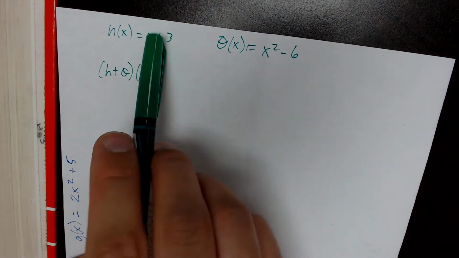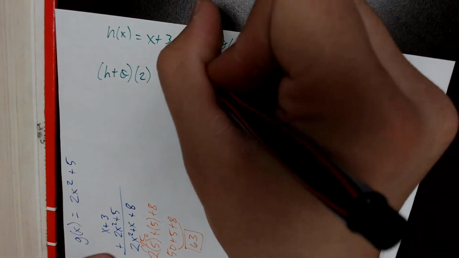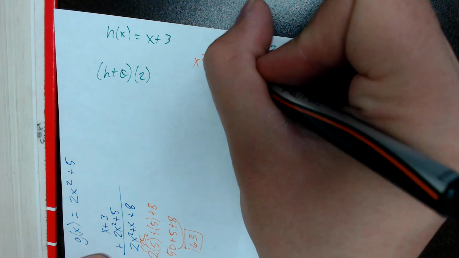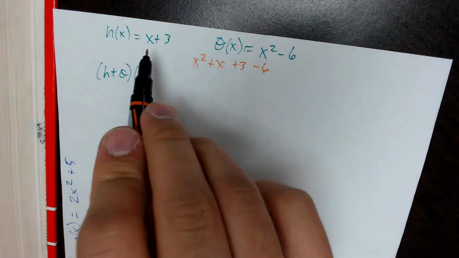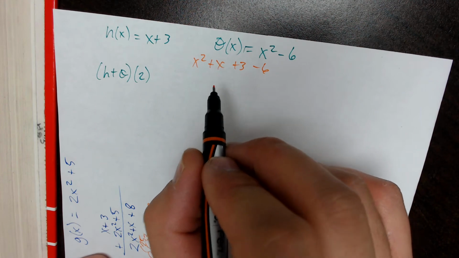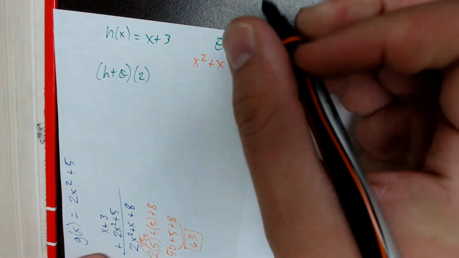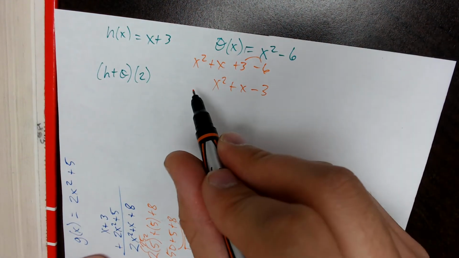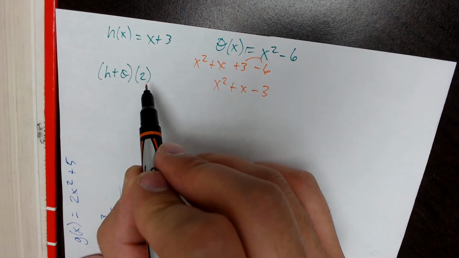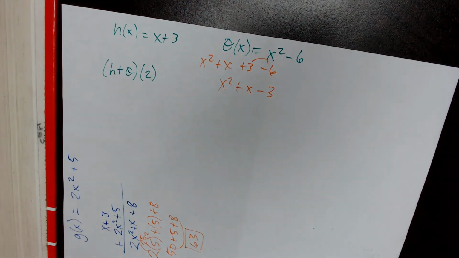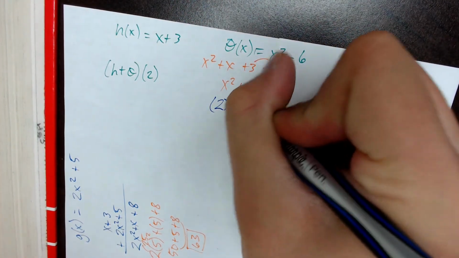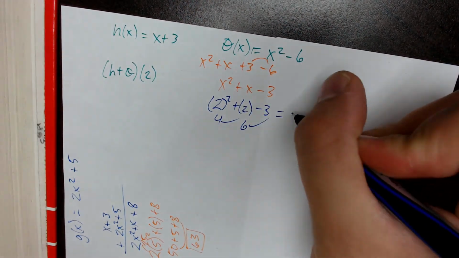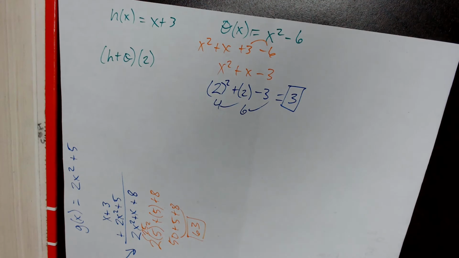So what we're going to do here is we're going to take the two functions, we're going to add them together. So if I take x squared plus x plus 3 minus 6, which is both of these functions together. I kind of wrote them out of order. Then I can add the like terms. So then I get x squared plus x minus 3. Okay, so now this is the function h plus theta, but now I have to plug in the 2. So let's plug in the 2. So that's 2 squared plus 2 minus 3. 2 squared is 4. 4 plus 2 is 6. 6 minus 3 is 3. So my final answer is 3.